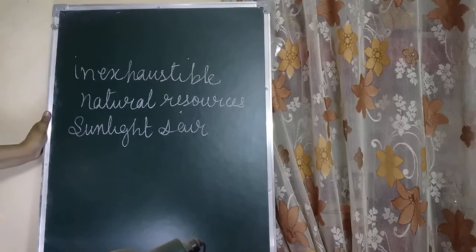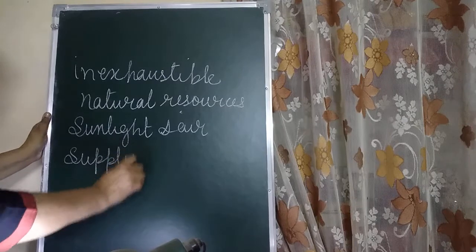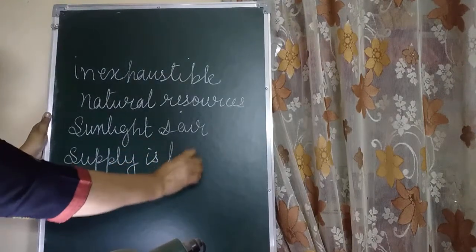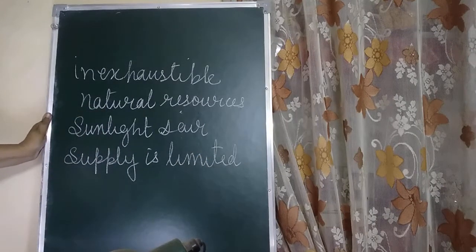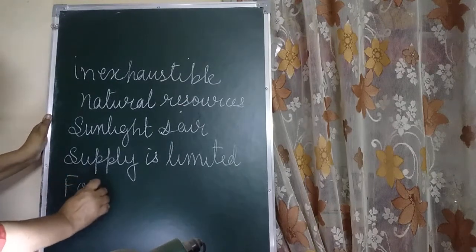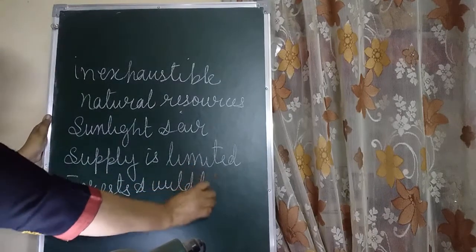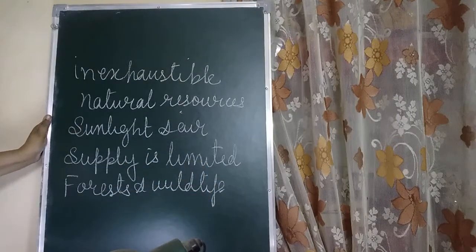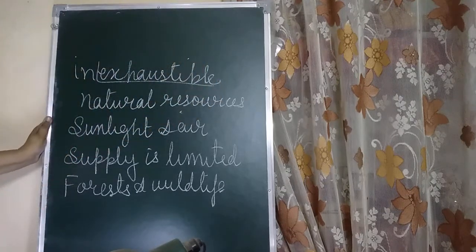Exhaustible resources are the resources whose supply is limited, children. Fine. Now their overuse should therefore be avoided, and the examples are forests and wildlife. Okay, these were the differences between the inexhaustible and exhaustible natural resources.